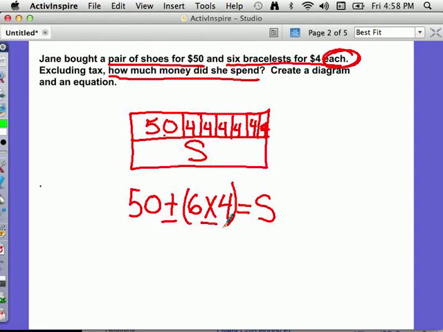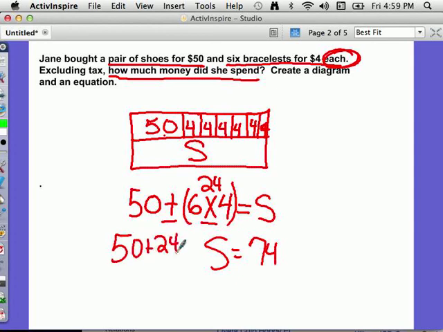Now, so S would equal 74. Is that correct? That is correct. So if I take 6 times 4, I have 24. And then I have 50 plus 24, which would give me 74. Excellent job, Ms. Holland. Awesome. Can we try one more? Let's try another one.